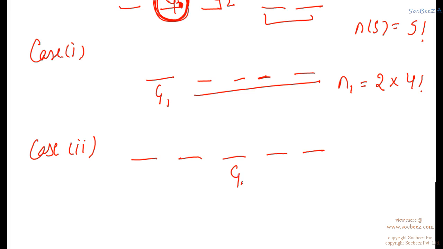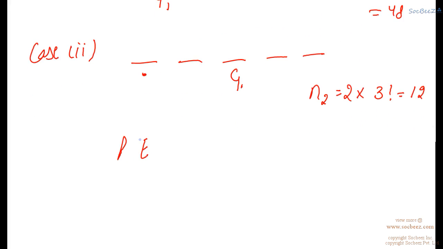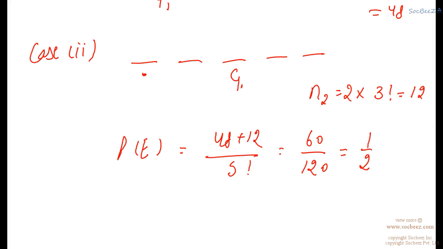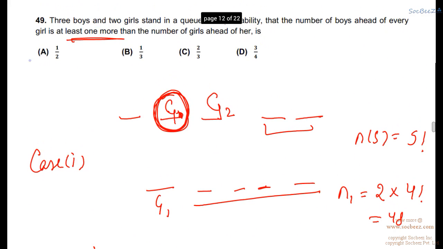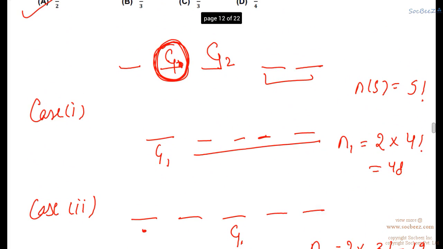First case, the other girl must stand ahead of this girl, and in the second case the other girl must stand behind this girl. Here one position is already fixed by the other girl. So the total number of ways n2 is going to be, the number of places left is 3, and since the total number of girls is 2, we can interchange them, so it is 2 into factorial 3. So this is 12 and this is 48. So the probability here is 48 plus 12 upon factorial 5, which is 60 upon 120 or 1 upon 2. So the correct answer here is option A, that is probability equals 1 upon 2.